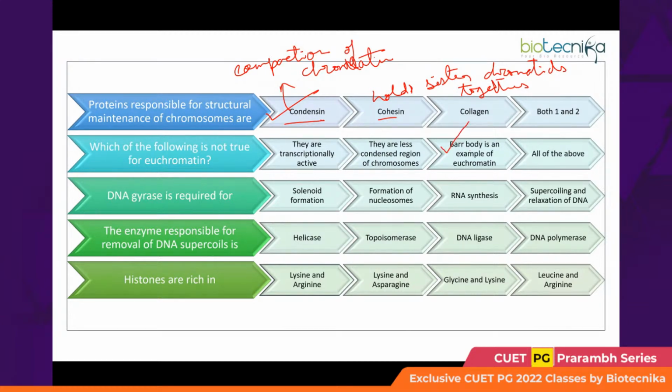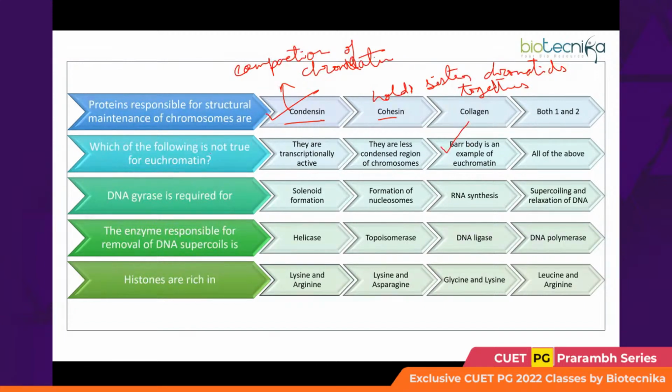Bar body is what? It is the inactive portion of the chromosome that occurs in the female cell because of the dosage compensation for the X chromosome, the extra X chromosome that is present. Now this bar body is the heterochromatin. The portion of the chromosome is made compact so that it becomes transcriptionally inactive. That is what is called bar body, and bar body is an example of heterochromatin. So that's why this is untrue.